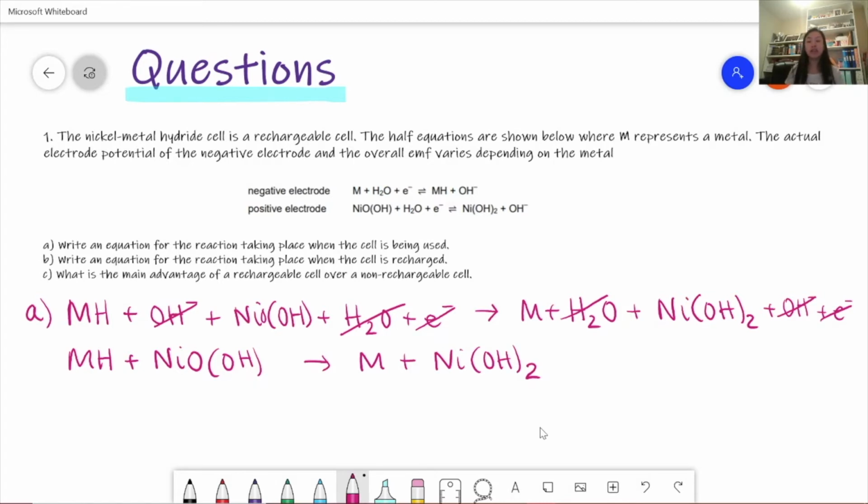For B, write an equation for the reaction taking place when the cell is recharged. When the cell is being recharged, it does the opposite thing. So the opposite of this happens. So we can just reverse this reaction. So we get M plus Ni(OH)2, and that goes to form MH plus NiOOH.